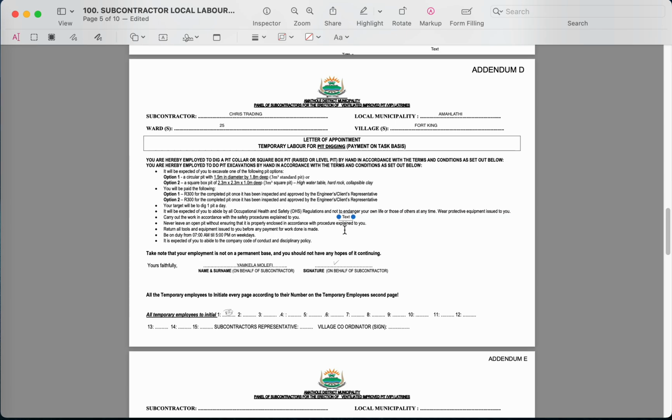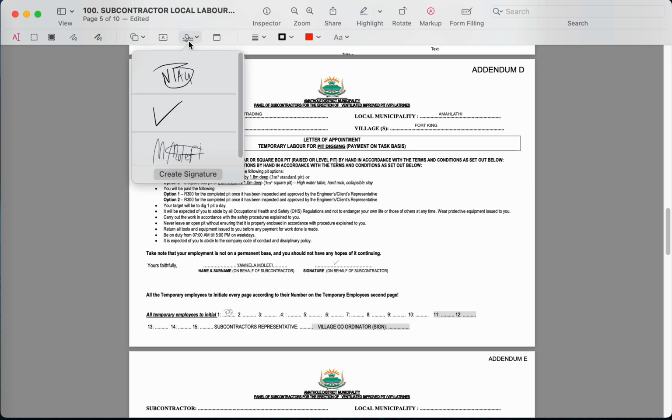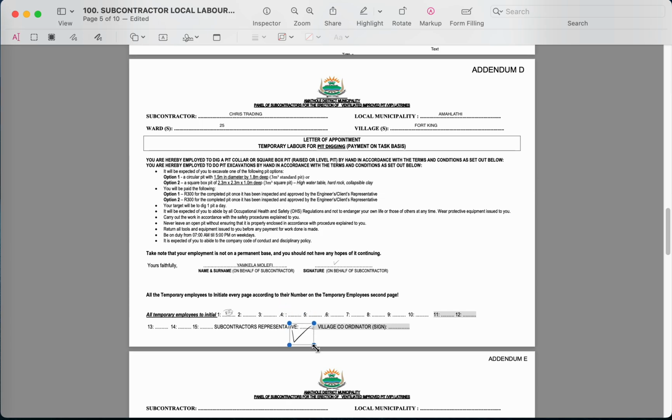Then we move. Where we move, subcontractor representatives. Let's say the person who was representing the contractor on this case, because Yamkela is the director, let's make Lwandiso our representative of Chris Trading, and then he will sign here, not write the name Chris. Lwandiso doesn't need to write his name there. He needs to sign there. So Lwandiso, as a representative of the company, would sign here.